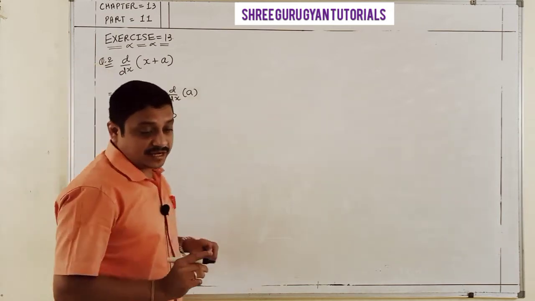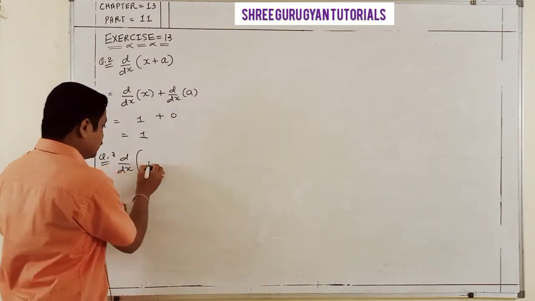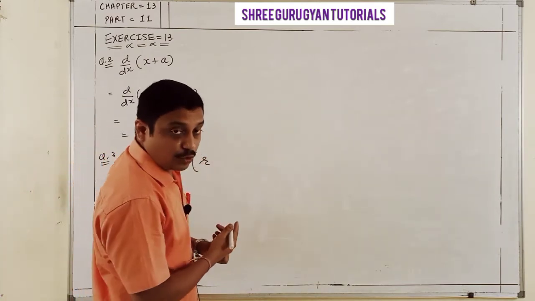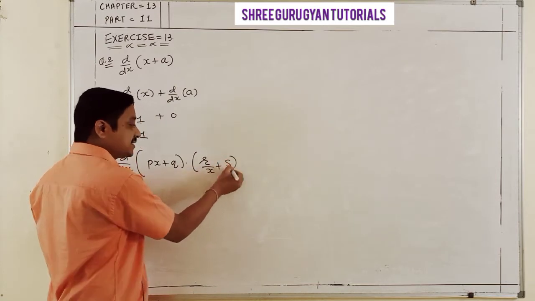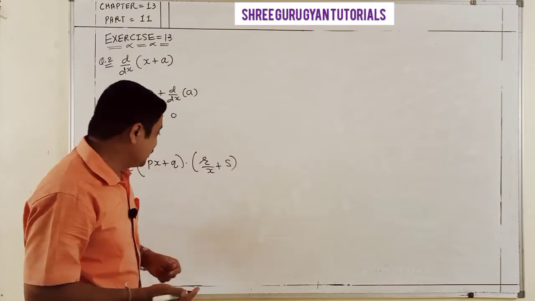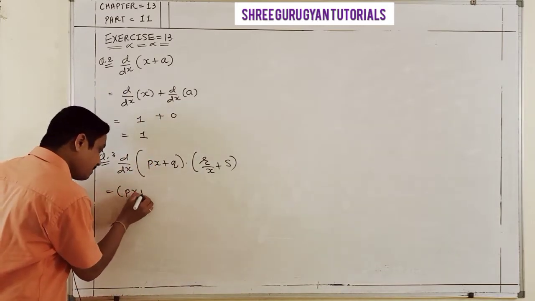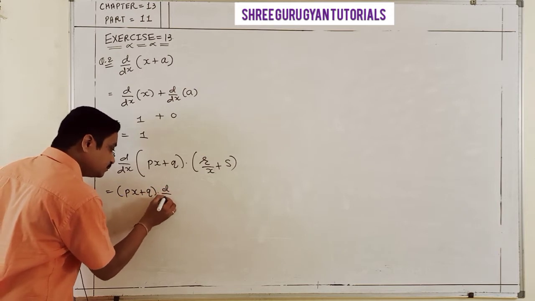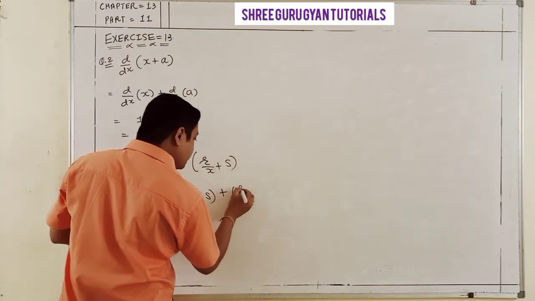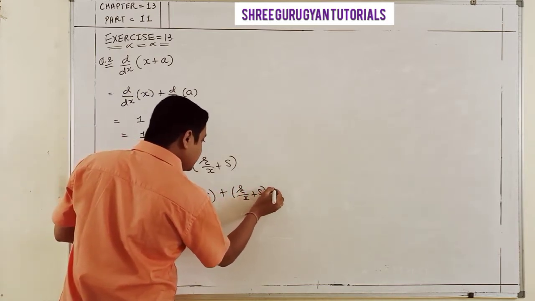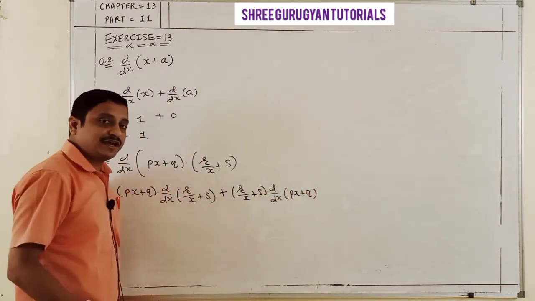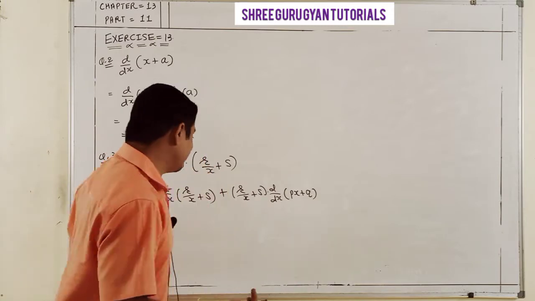Now second, d/dx of (px + q) into (r/x + s). Consider the first as u and the second as v, and apply our product rule. So first, the second derivative: r/x + s, plus second, the first derivative: d/dx of (px + q). I will write down the product rule. Now answers one by one.